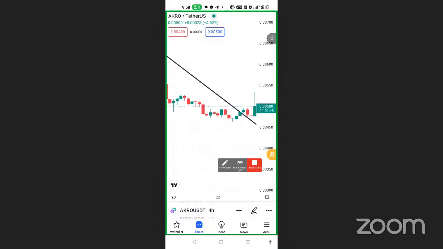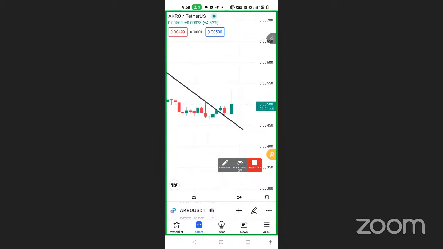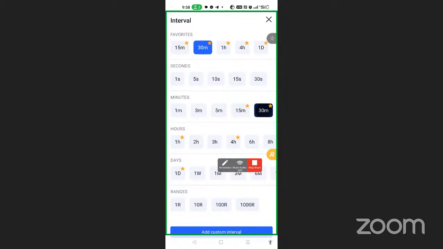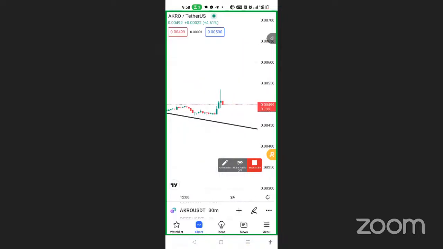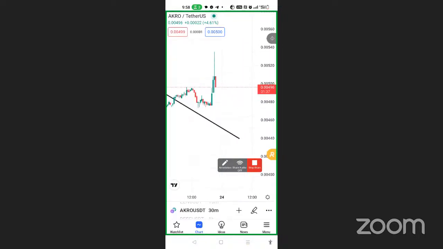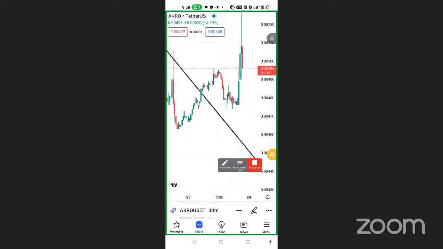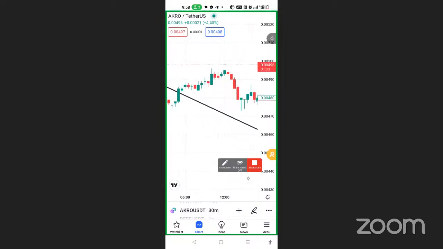So this is a breakout and a test candle. Let's move from 4 hours and let's go to 30 minutes. Let us find our trend line. You see how safe this trade has gone? Once a breakout is there, there will be downward movement, but the market will never go back.